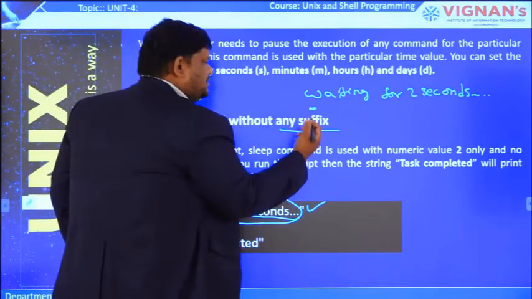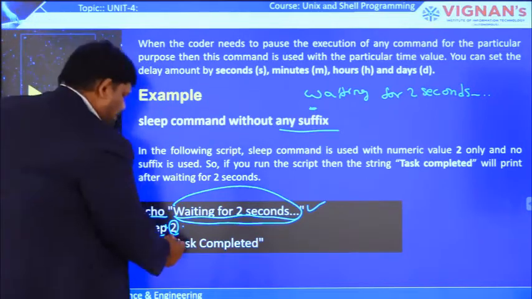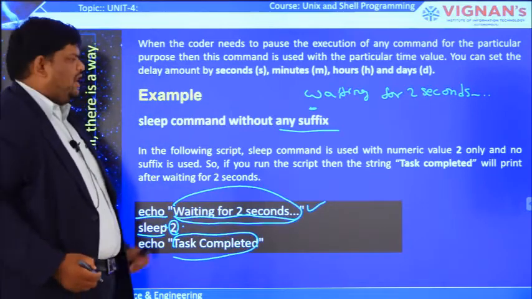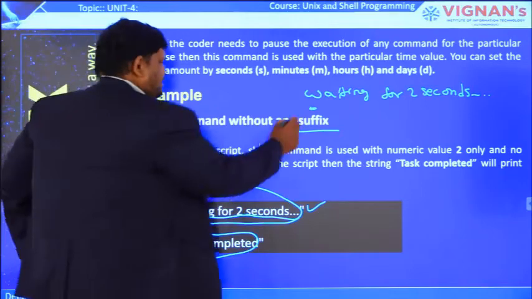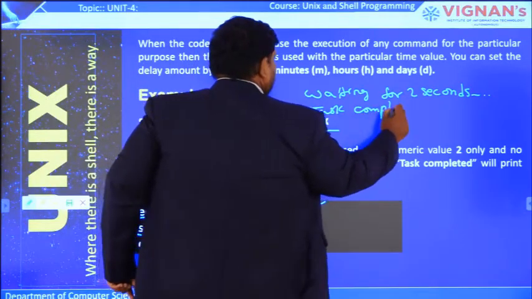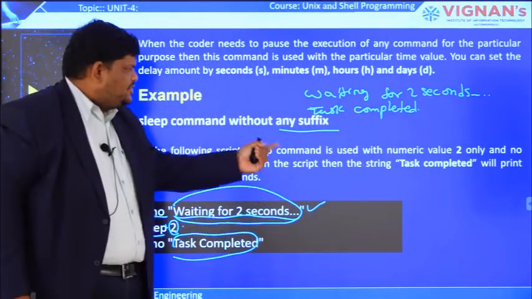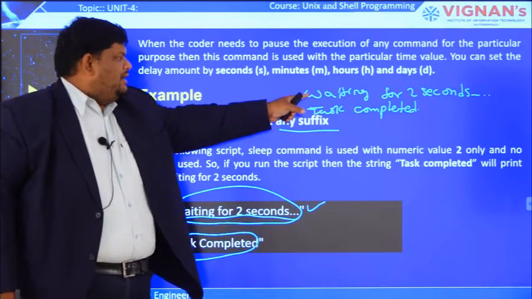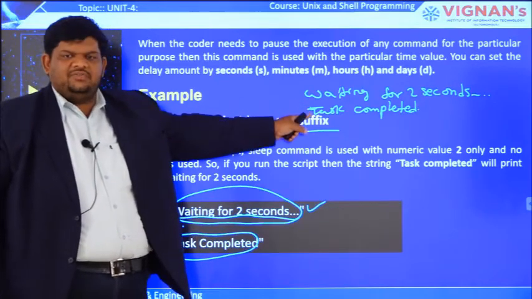After the completion of the 2 seconds, the next statement is again echo. Within double quotation marks the argument is "task completed". So after 2 seconds this statement prints on the screen, that is, task completed. This is the output for this code. While executing we can clearly observe that it waits up to 2 seconds, and only after that we observe this output on the screen.